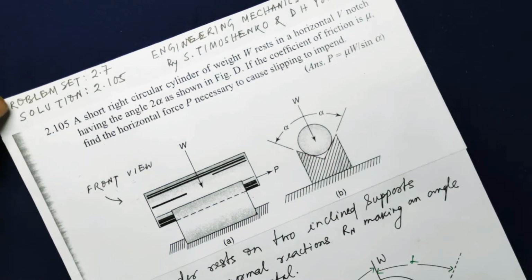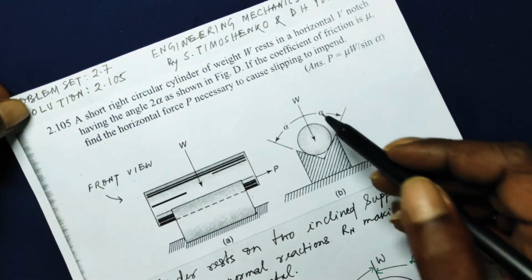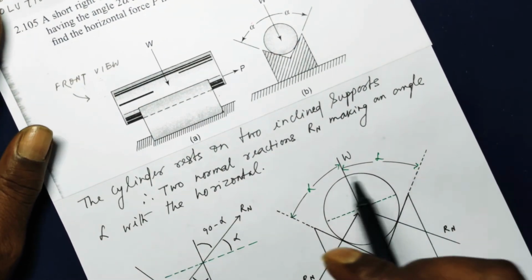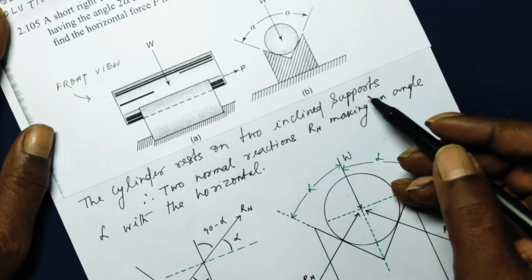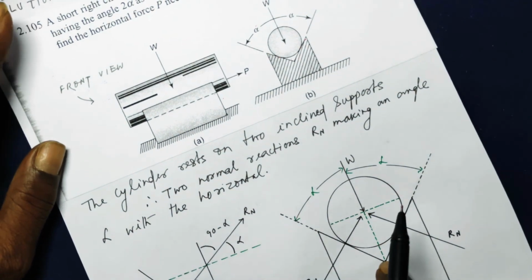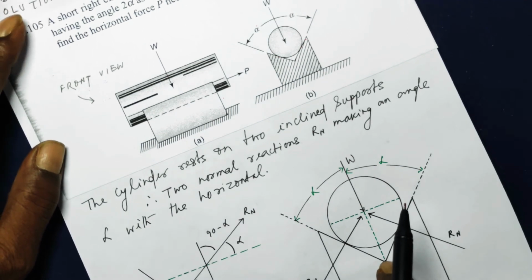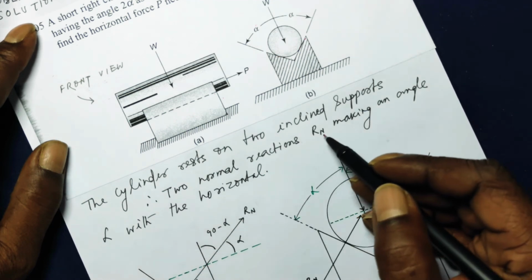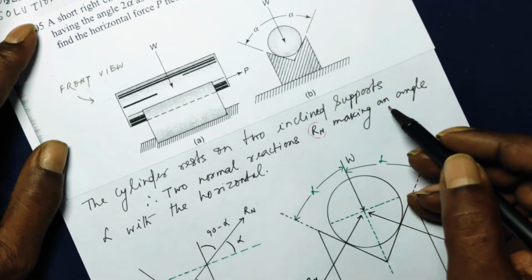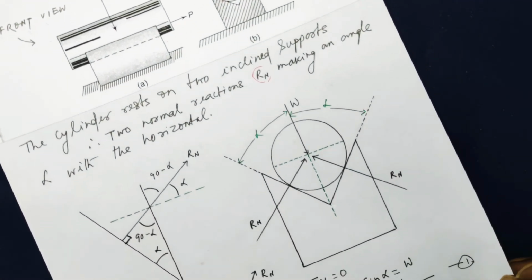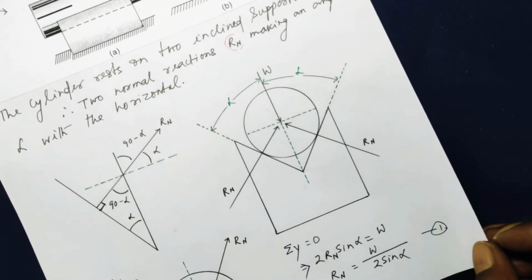Now, given this angle is alpha, look at the cylinder resting on two inclined supports. This is one inclined support of the V-shaped notch. Therefore, two normal reactions Rn making angle alpha with the horizontal. How Rn makes angle alpha with the horizontal, I will explain in the next diagram.